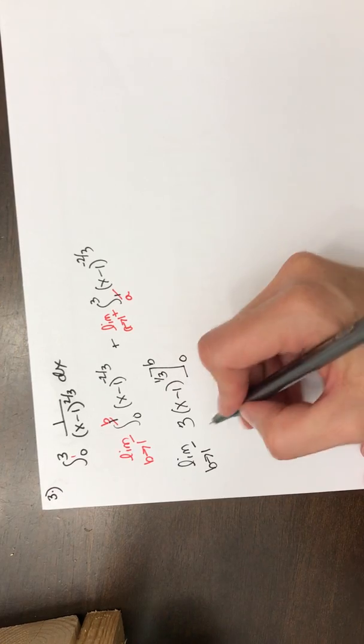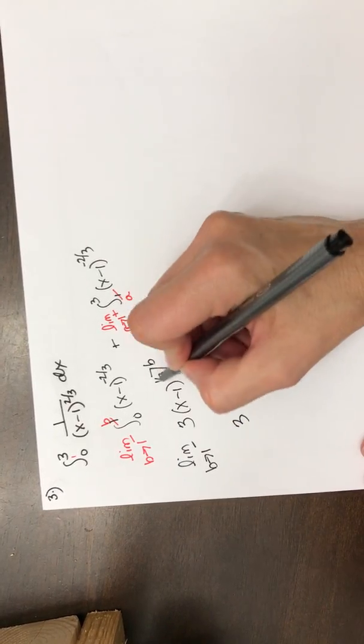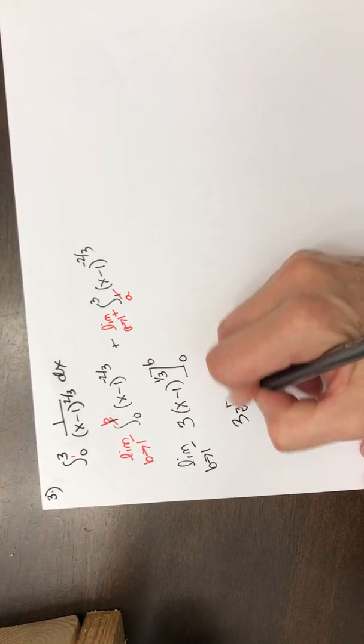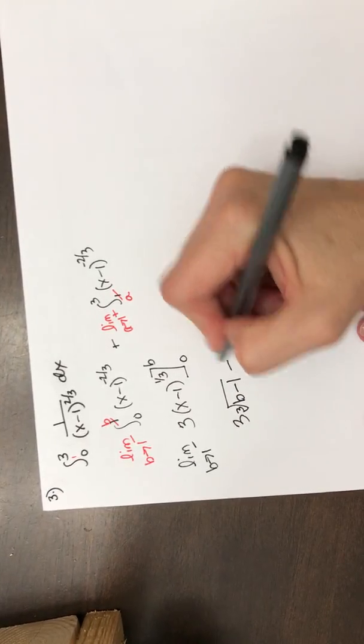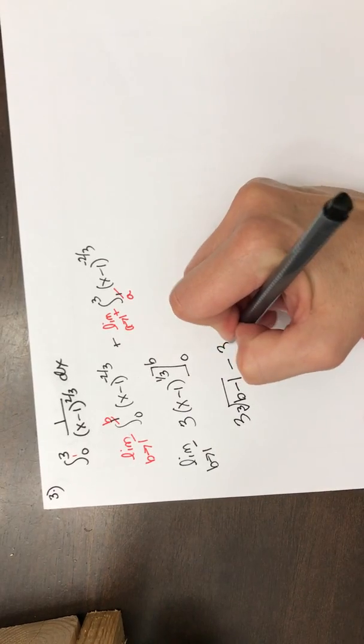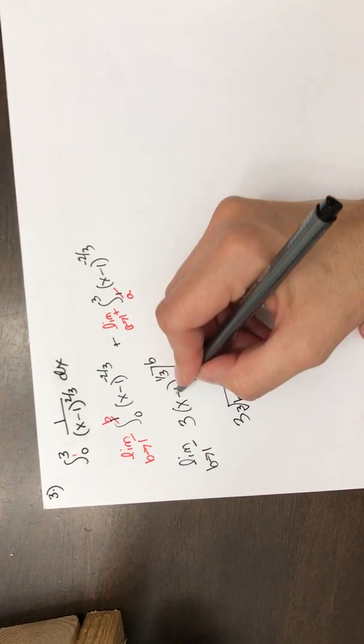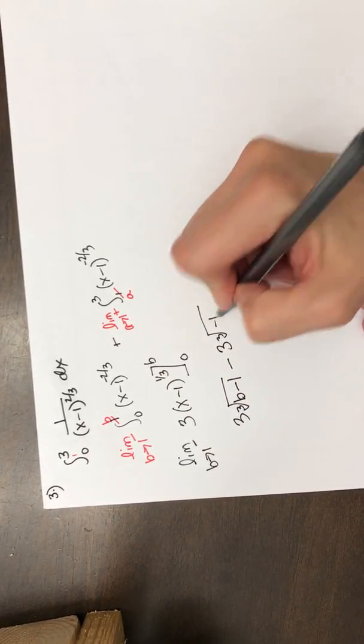Now I plug in the b. You get 3. This 1/3 is really a cube root, so it's the cube root of b minus 1, minus plugging in a 0. This is 3 cube root of 0 minus 1, which is negative 1.